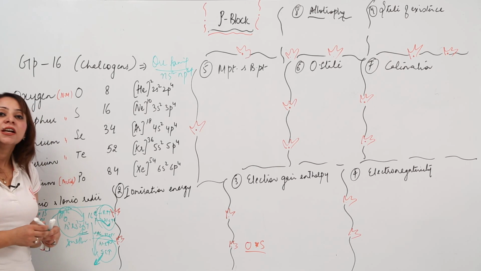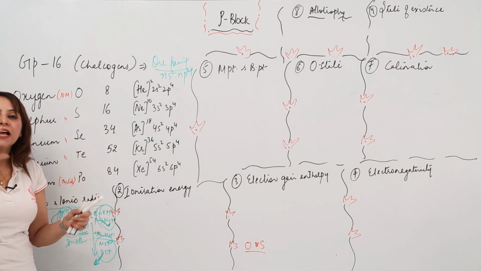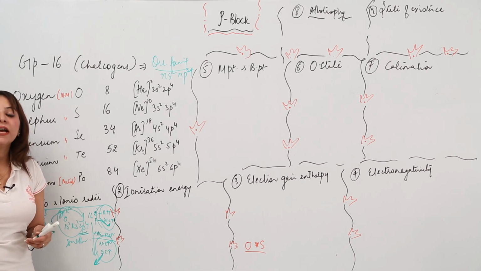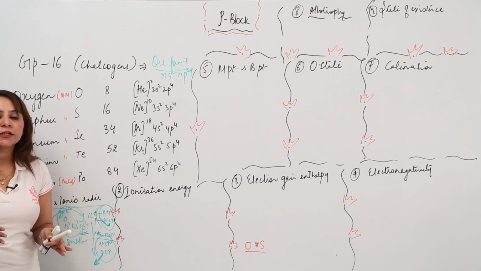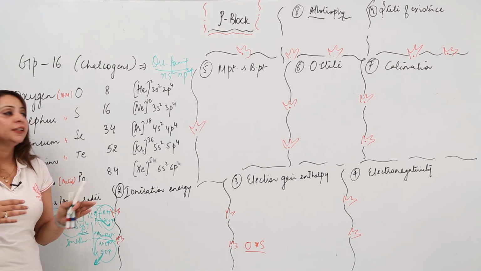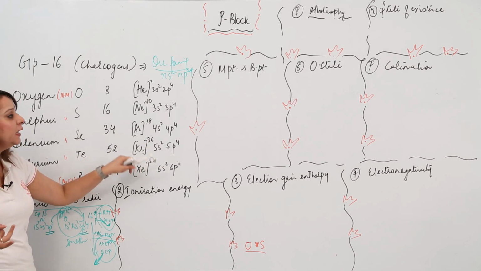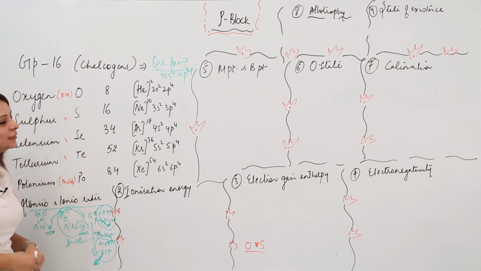So the last shell somehow expands due to the filling of the inner shell, because the last shell is experiencing the effective nuclear charge, which is always less than the actual nuclear charge. As we move down, a new shell is added, so the nuclear charge is increasing, and the shielding effect is also increasing. But as the shielding effect is more pronounced, we say that size increases down the group.